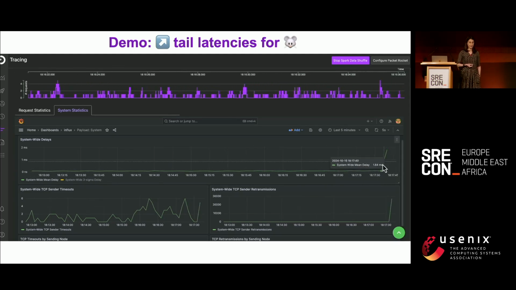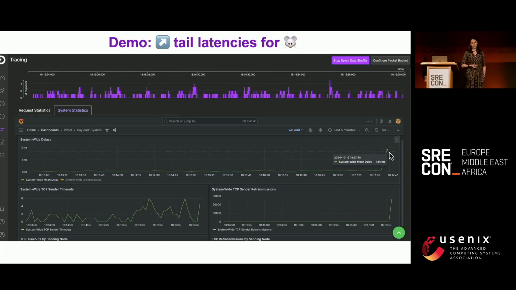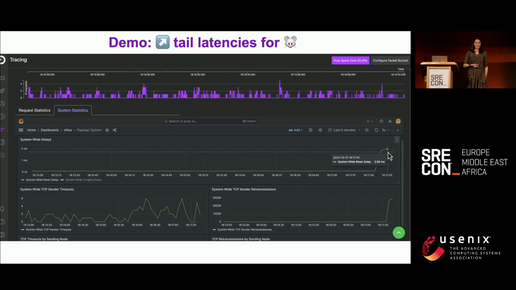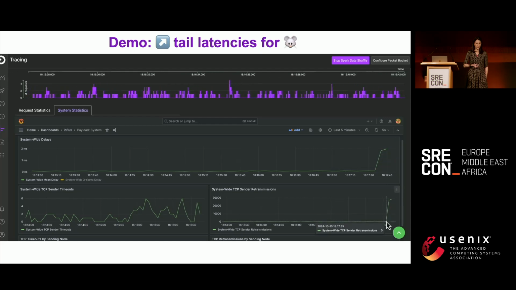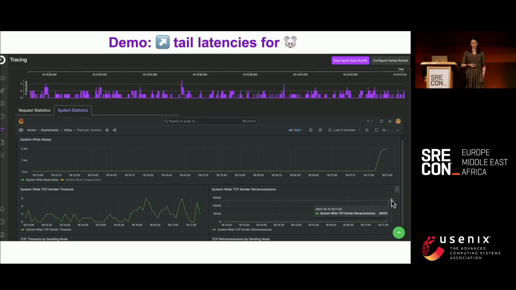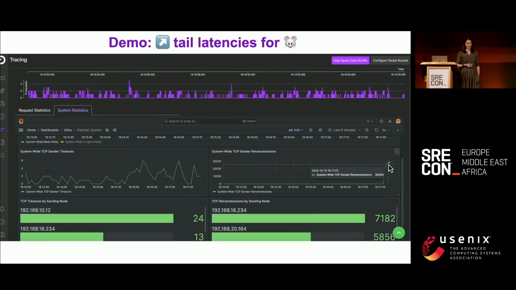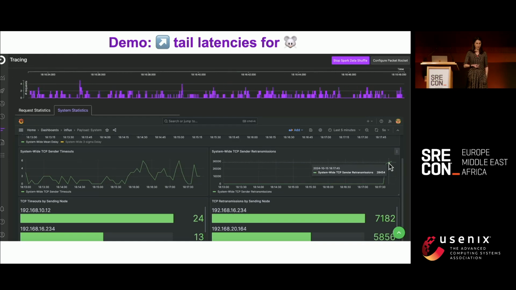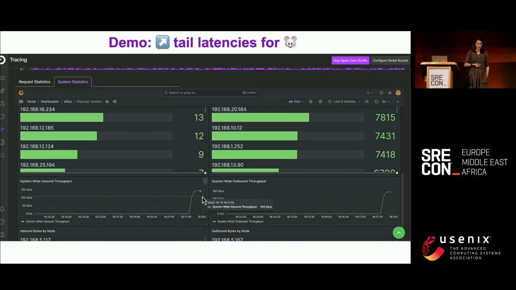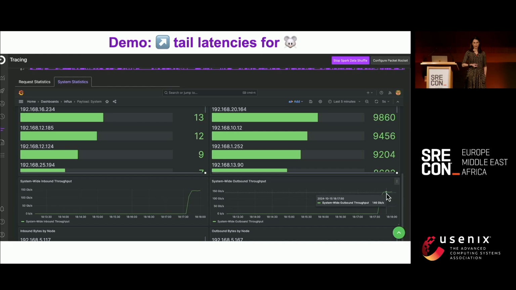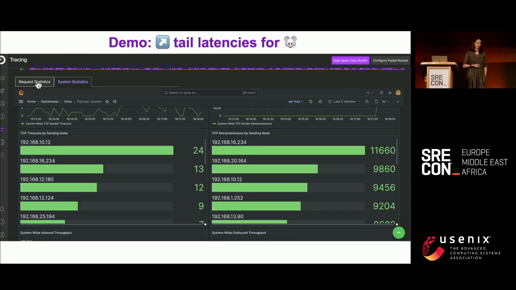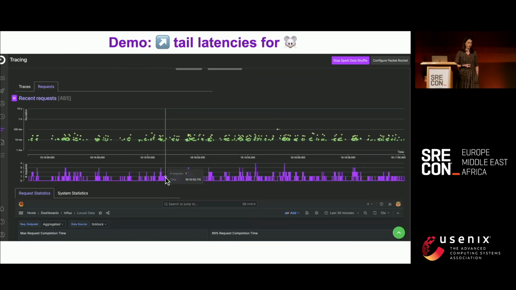The system-wide delays spike to about the 1.8 milliseconds range at the same time as the sender retransmits, so the number of packets dropped every second spiked up to about 28,000 packets dropped every second. The throughput right now is at around 145 gigabits per second on the inbound and the outbound. That's why this elephant workload's chunky packets are trampling over the mice workload.